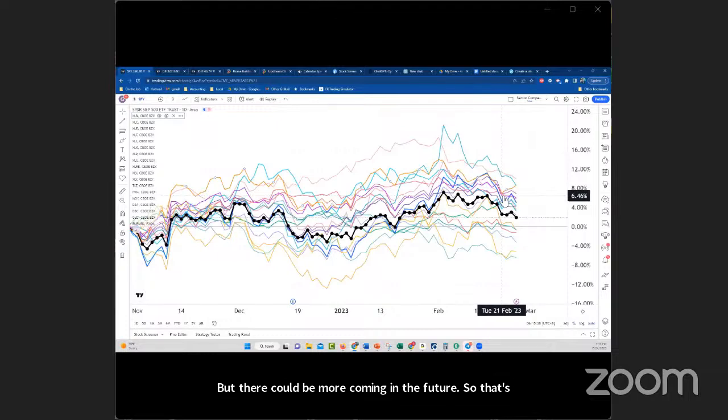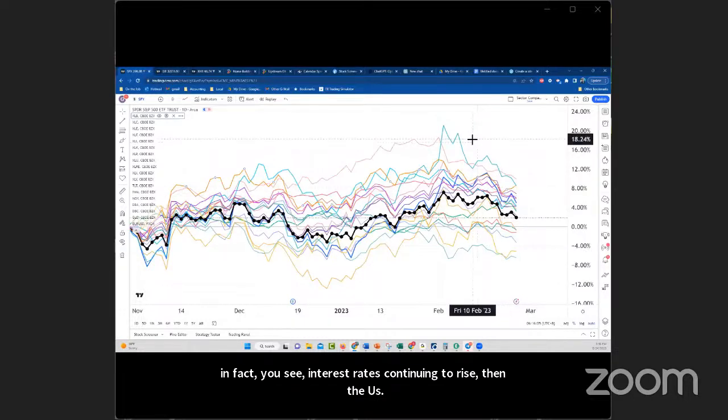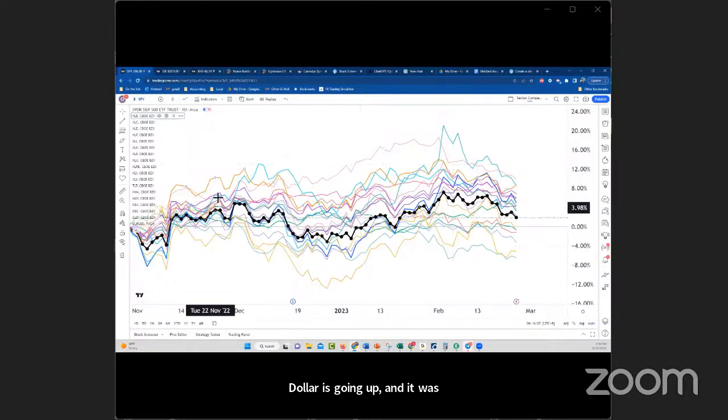If in fact you see inflation, then you see a rise in interest rates to counteract that inflation. And that means that you see the US dollar going up. If in fact you see interest rates continuing to rise, then the US dollar goes up. And the US dollar was going up for a little while as interest rates were going higher, but then it kind of stopped. Then interest rates, through the last part of the year and early part of this year, have kind of been dying out.